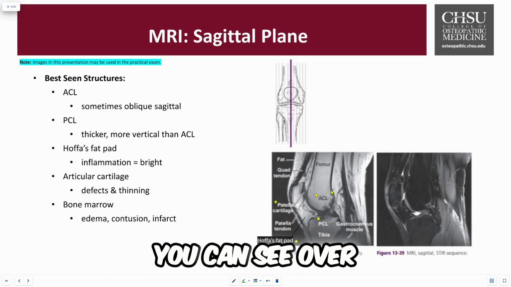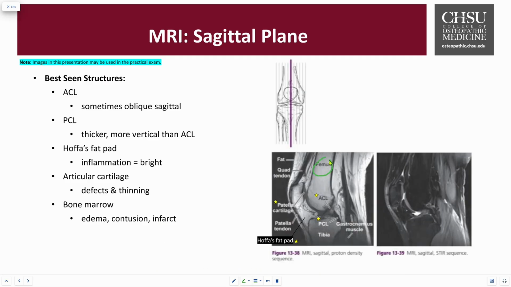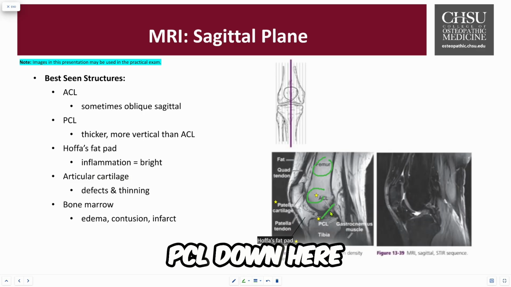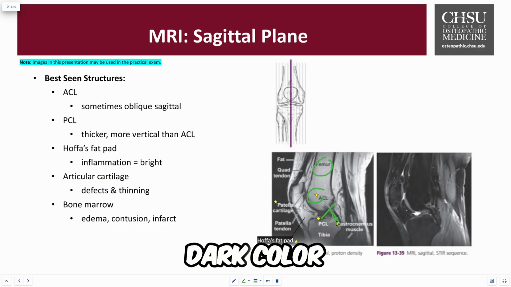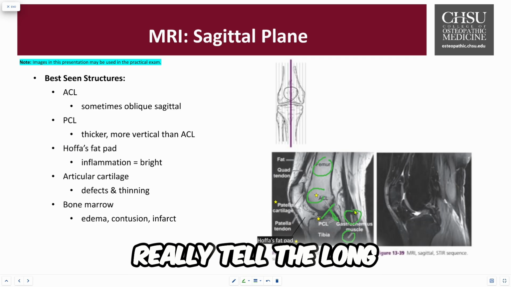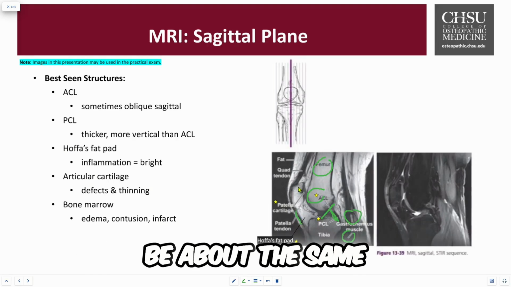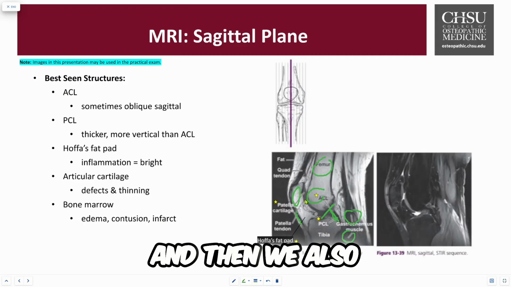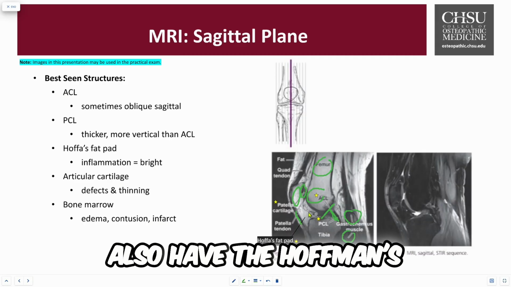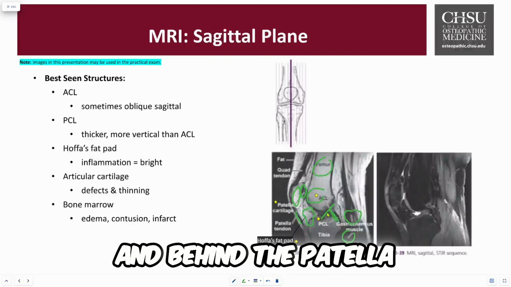So on the right, you can see over here, we have first and foremost the femur. We have also the ACL over here in the back. PCL down here, dark color. Muscle is very dark and gray, the gastrocnemius over here. You can't really tell the long head, short head. And then we have the patellar tendon that should be about the same length as the patella. And then we also have this cartilage right behind it. And we also have the Hoffa's fat pad right here that cushions right below and behind the patella.